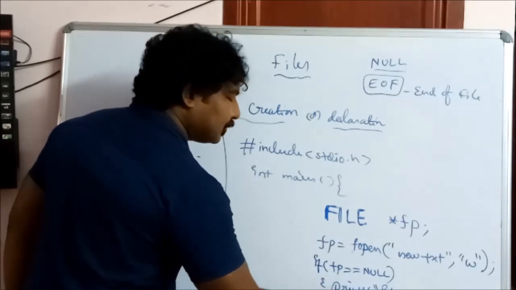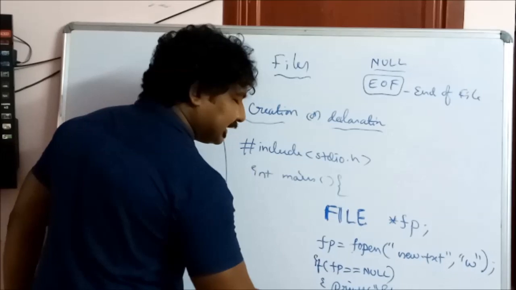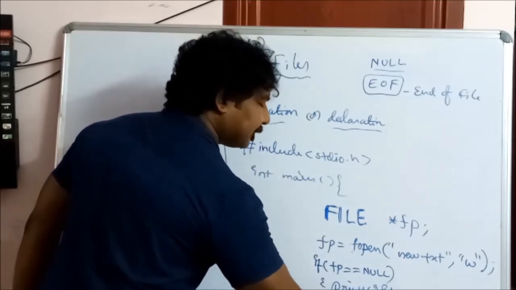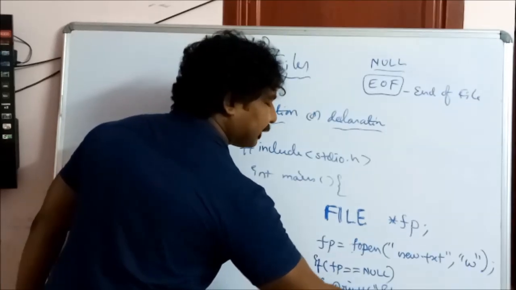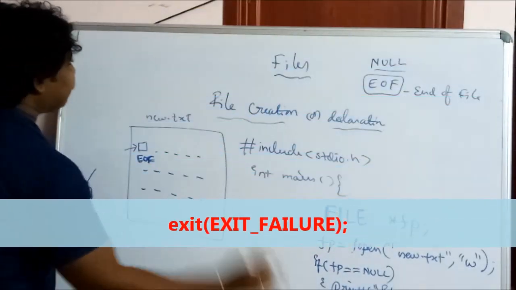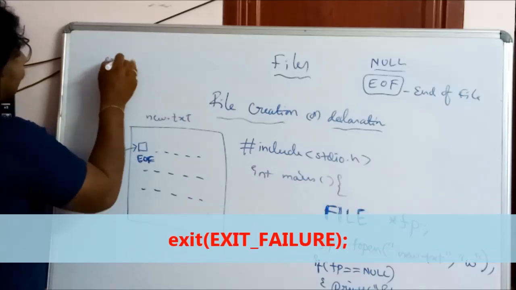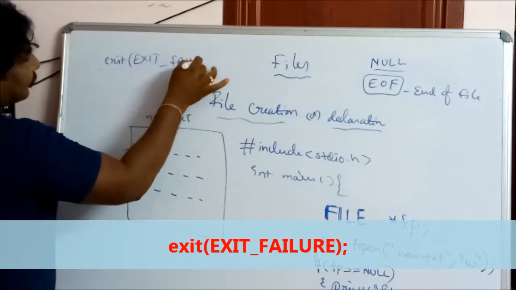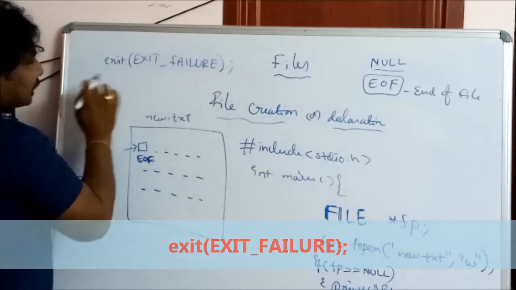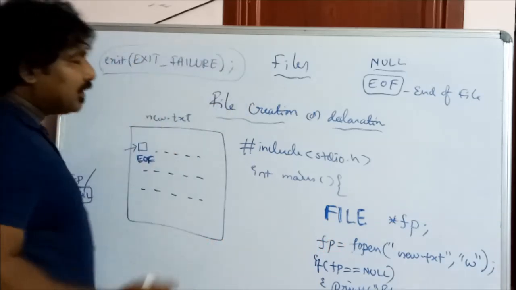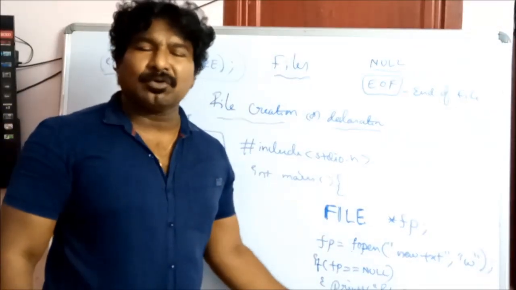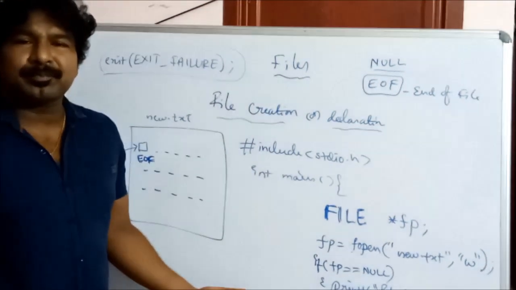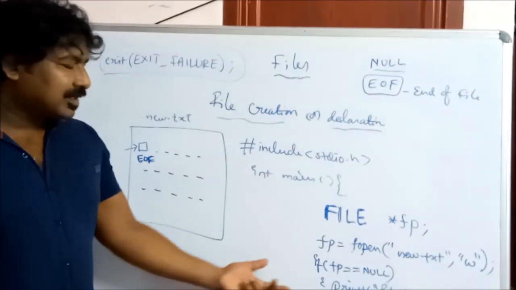So I have used return -1, or I can use the exit function, with a special value called exit underscore failure. You can use this exit function as exit underscore failure. This is a special function, friends. Whenever this function is executed, your program execution is abruptly closed and control goes to the operating system. That means the execution of your program is stopped. So this is how you have to check.